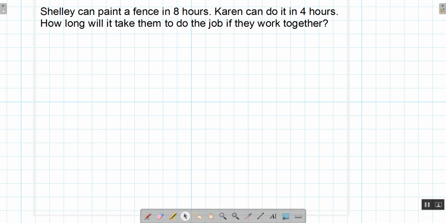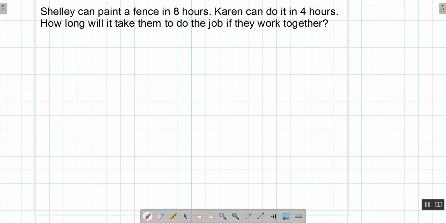Okay, so this is one of the common problems that you'll see here for word problems and applications of rational functions. This is what they call a combined work or rate problem. Shelley can paint a fence in 8 hours, Karen can do it in 4 hours. How long will it take them to do the job together? This could be painting a fence, painting a house, just doing anything that people need to do together.